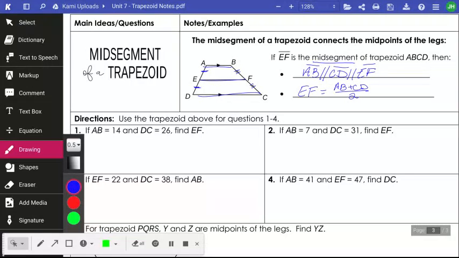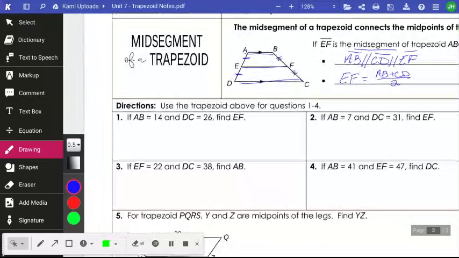So if we practice, we're going to use that same diagram for the next 4 problems, and they have given us AB as 14. I'm just going to draw a little sketch here. So this is 14. DC is 26, and we are trying to find EF, so I'll make it X. I know that the mid-segment is equal to the average of my bases. The bases are your parallel sides. So 14 plus 26, I'm adding 2 things, and I'm going to divide by 2. I'll simplify that and I will get 20, because 14 plus 26 is 40, and 40 divided by 2 is 20.